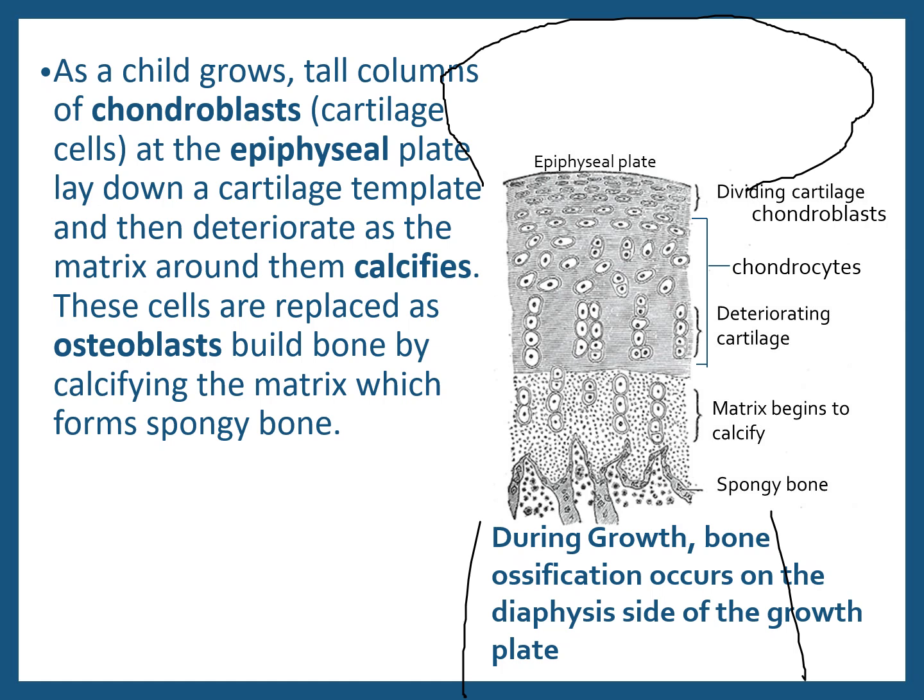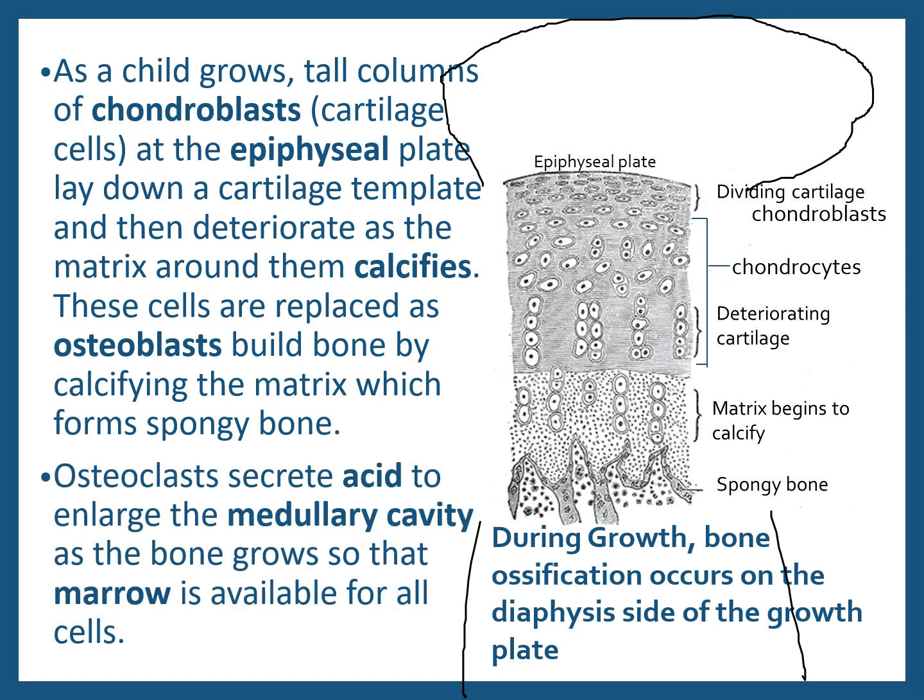Then the cartilage begins to deteriorate, and it deteriorates as the matrix around it starts to calcify. That calcification is happening because of osteoblasts. They are coming in with the blood supply, and they start to build bone by calcifying the matrix, forming spongy bone.